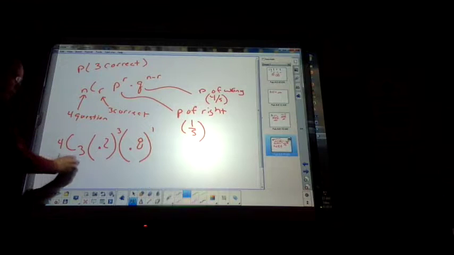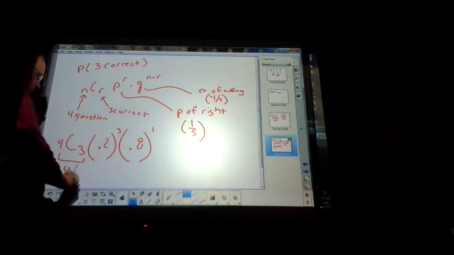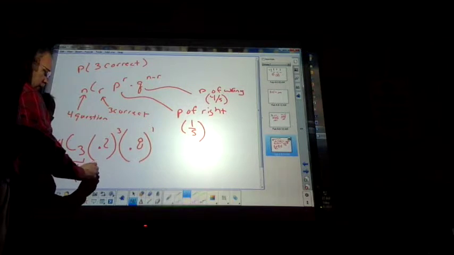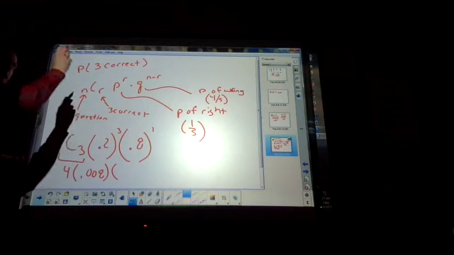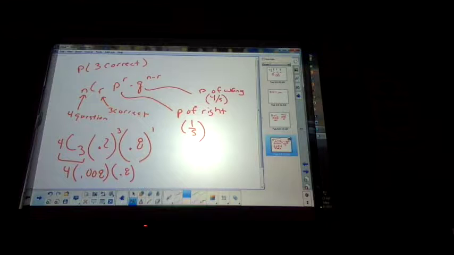So this comes to what? Would you get the answer right there of just 4C3? 4. Okay? And then 0.2 to the 3rd power is going to give me 0.008. And then 0.8 to the 1st is 0.8. So if I multiply 4 times 0.008 times 0.8, I should get the answer.